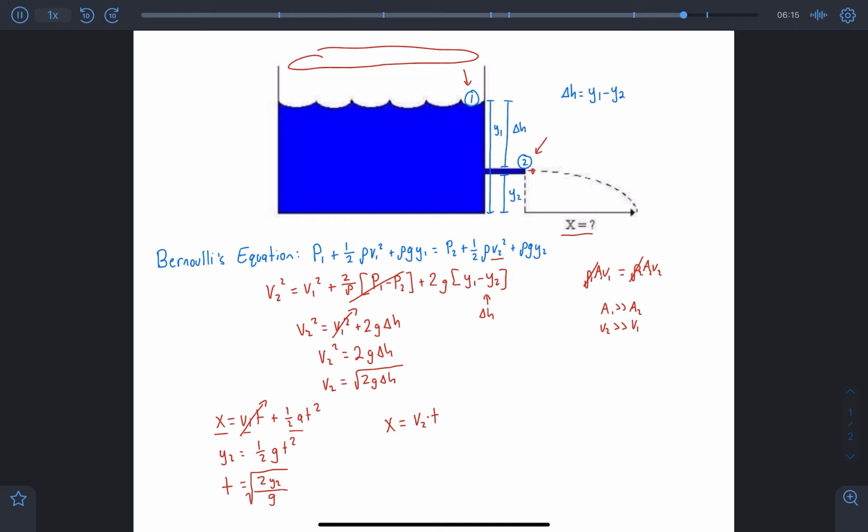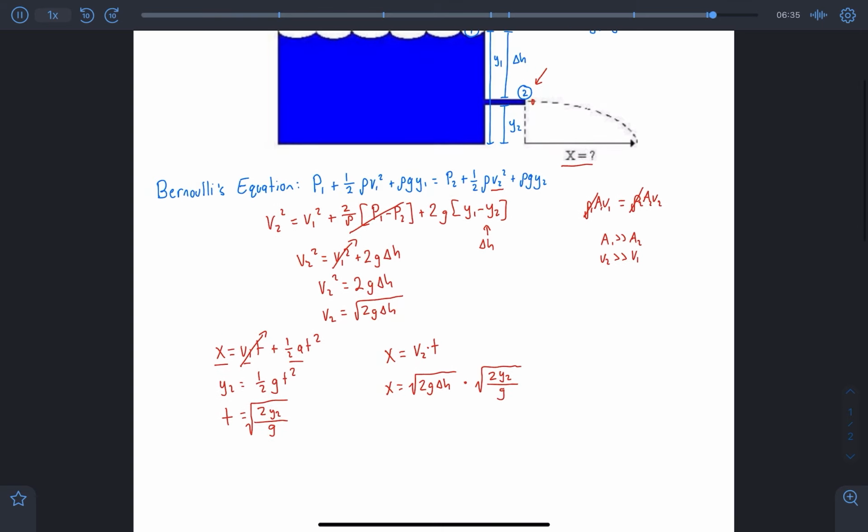And so if we plug in what we've got, we're left with x is equal to our term for v2, which is the square root of 2 times g times our delta h, multiplied by our term for time, which is the square root of 2y2 over g. Finally, we can go ahead and combine those terms and get a solution for this problem, and we're left with x is equal to the square root of 4y2 delta h.